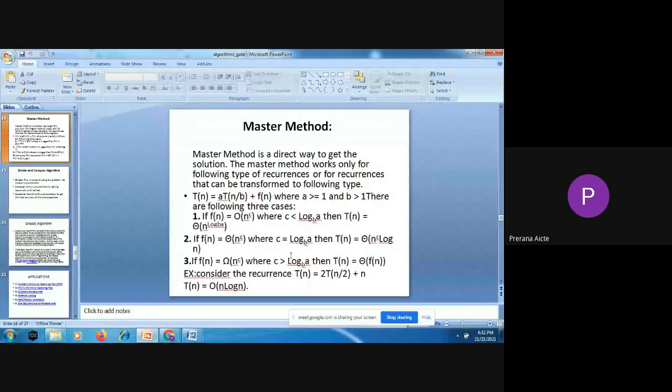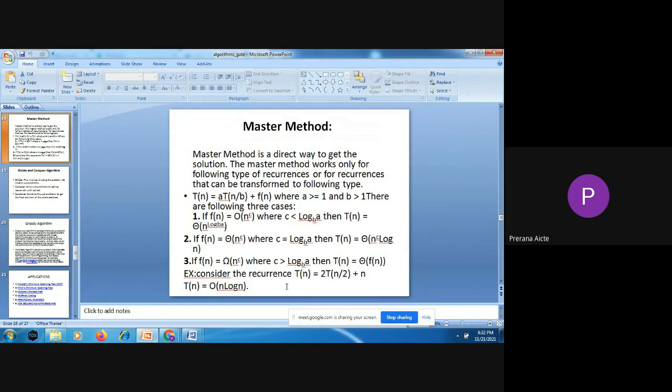So if c equal to log a base b అయితే time complexity వచ్చి n power c log n అవుతుంది. If c is greater, time complexity is going to be theta of f of n. And if it is c less than, it means n power log a base b.